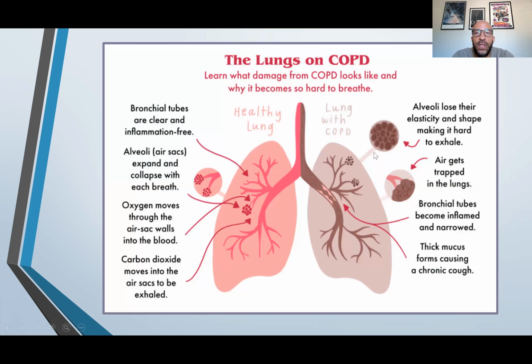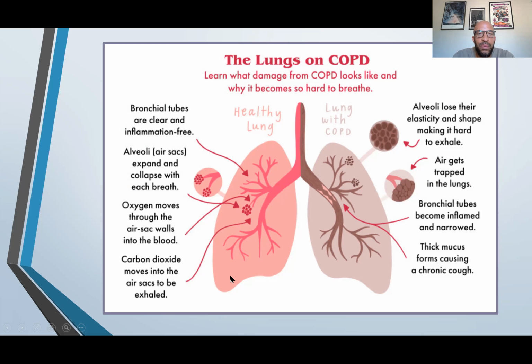So, this is what your lungs look like when they're healthy. You see the bronchial tube, so the air comes in through the mouth, down the trachea, fills the bronchial tubes, and then enters into the alveoli, which are the small sacs at the end of the bronchial tubes. The air moves down into the lung in these bronchial tubes. It expands the alveoli and they collapse as we breathe out.